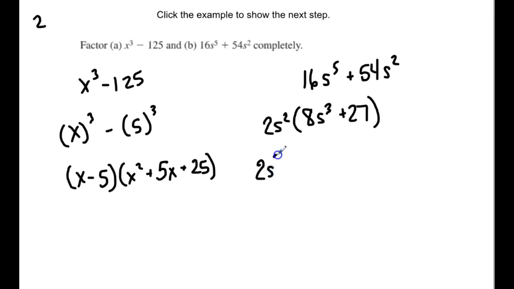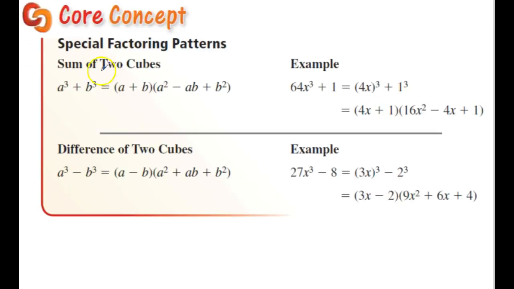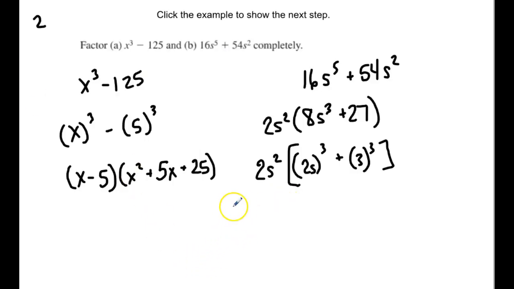So my 2s squared doesn't go away, and I know that the cube root of 8s cubed would be 2s, right? And I'm going to put this in brackets. And I know the cube root of 27 is 3. Okay, so now that I have my a and my b, I can go back to my core concept and look at my sum of cubes pattern to see how I'm going to finish writing this out.